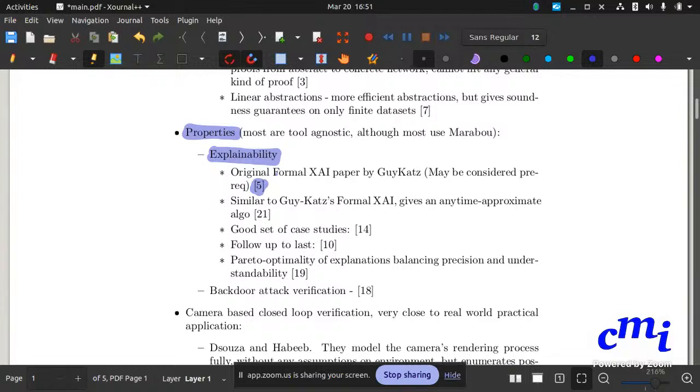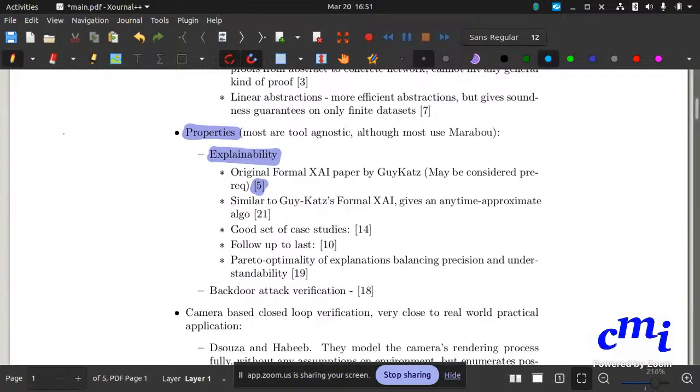And what this paper basically does is that it shows that, okay, if you have an image classifier and you fix some pixels and you let the other pixels be whatever, and the network still thinks that this is the same class, then that can be called an explanation, right?